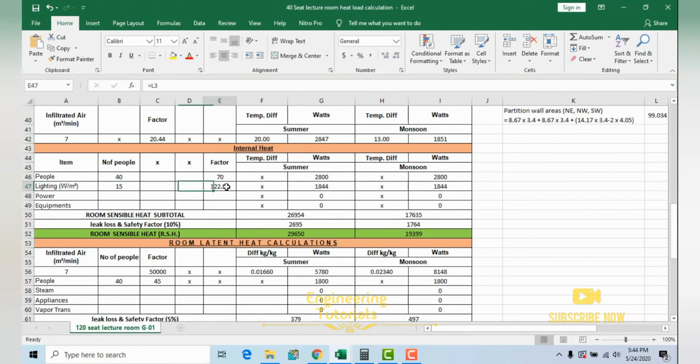You need to multiply this with the area, and you will get the total watts required due to the lighting. Same for the monsoon. There is no power from other equipment, so it is 0.